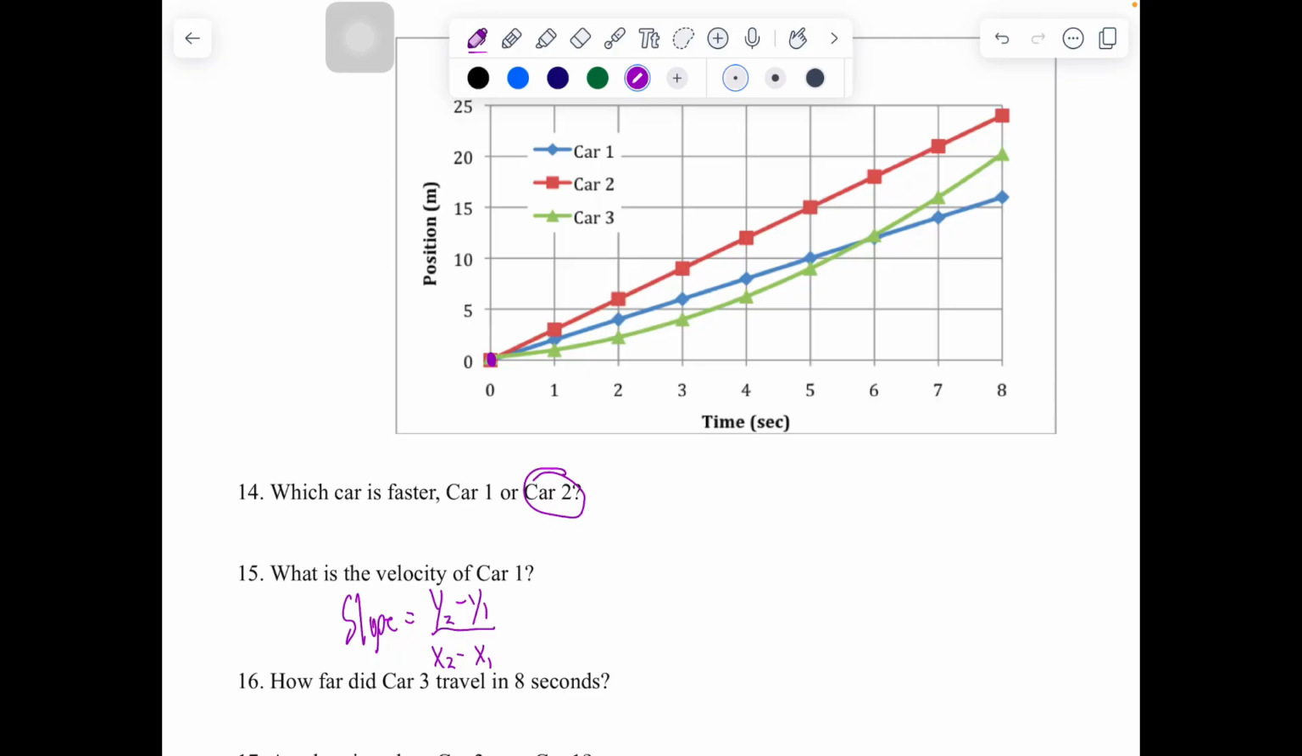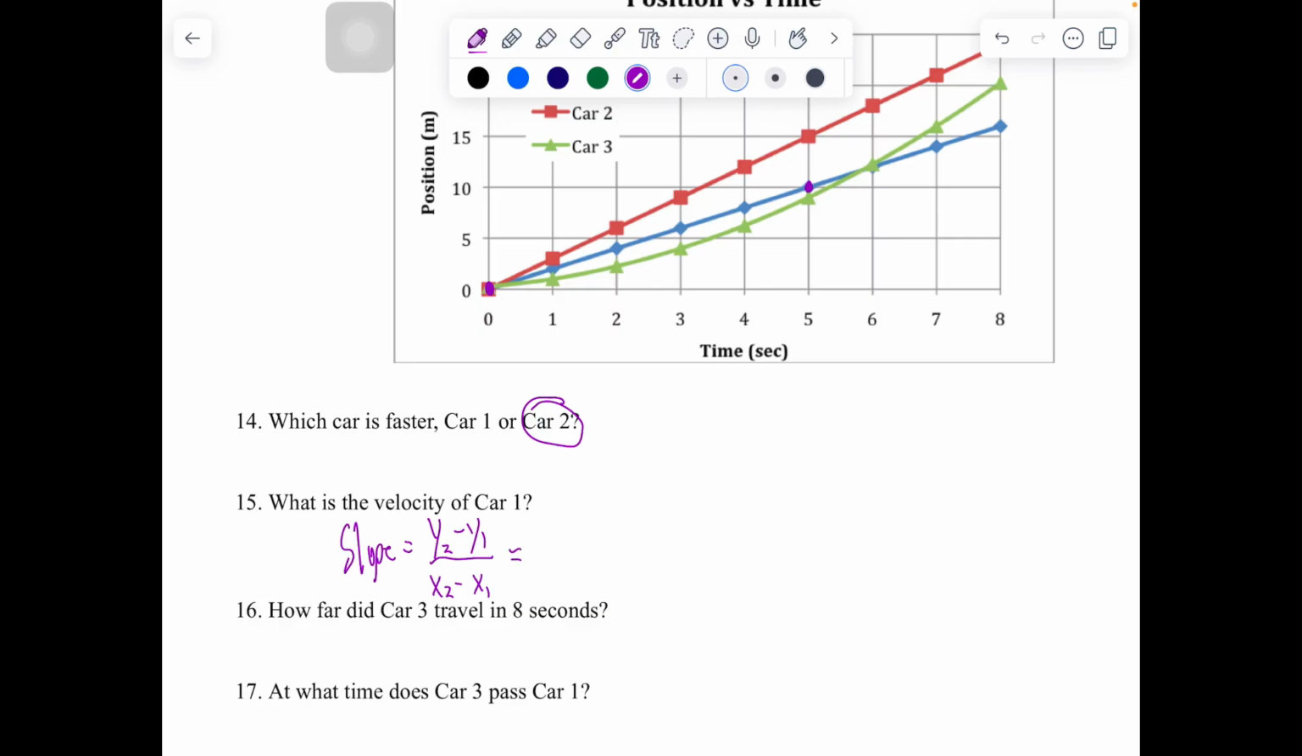And let's find something easy. Right here, this lines up nicely with our grid. So let's do our 2 points. One of them being 0, 0, and the other one being 5, 10. Excellent. Okay, so our y2 is 10. Our y1 is 0. Our x2 is 5. And our x1, pardon me, is 0. This gives us, nice and simple, 10 over 5, or in other words, 2. We know the slope is our velocity, so this is 2 meters per second.